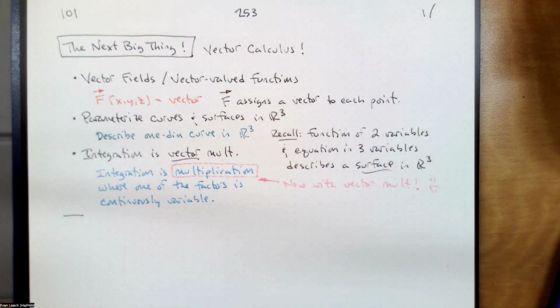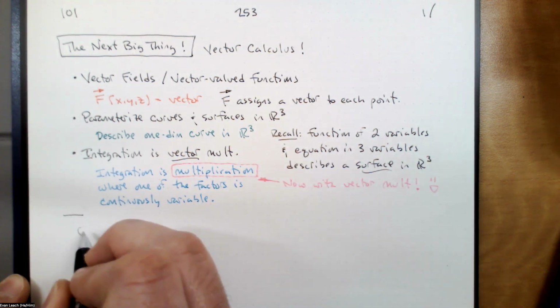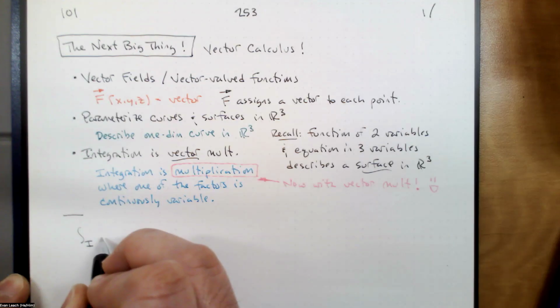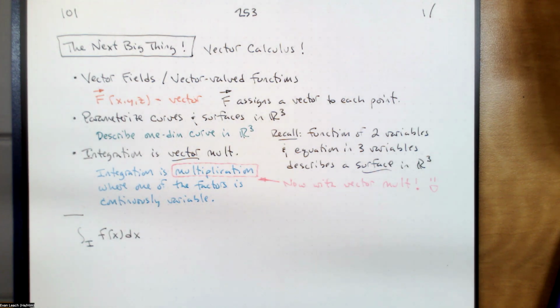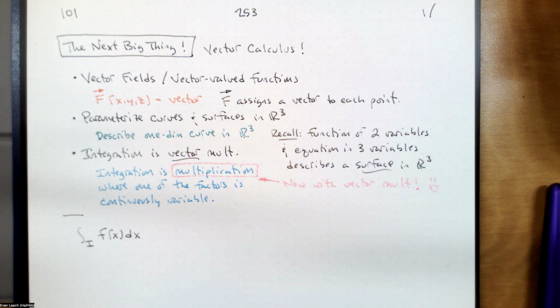Let's talk about why this is necessary. Let's remind ourselves what integration looks like. When we write an integral, let's say we have a simple definite integral. This is the integral from a to b of f of x dx, where I is just the interval from a to b. I'm just rewriting this to make it look like the way we write double integrals and triple integrals.